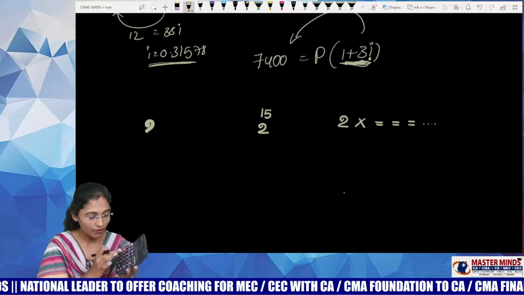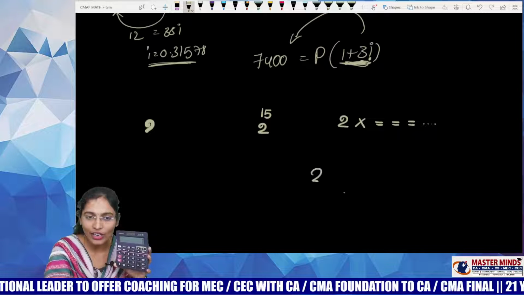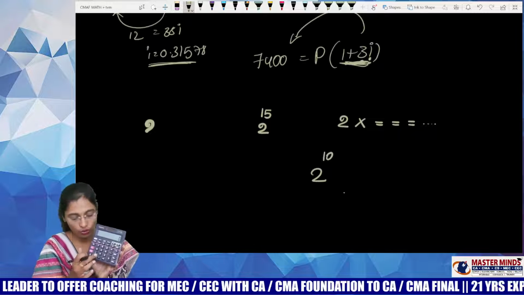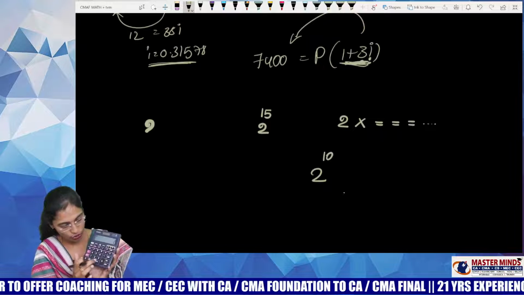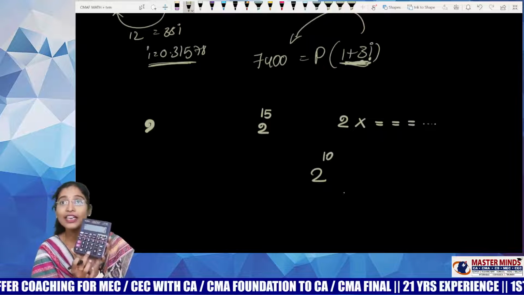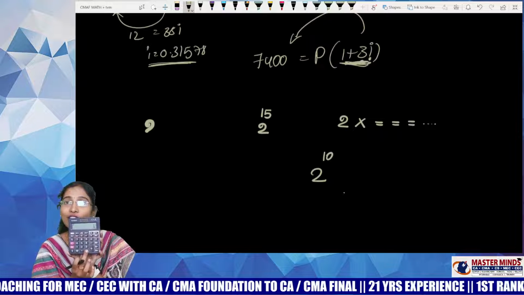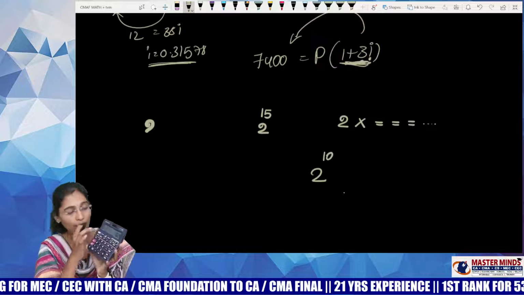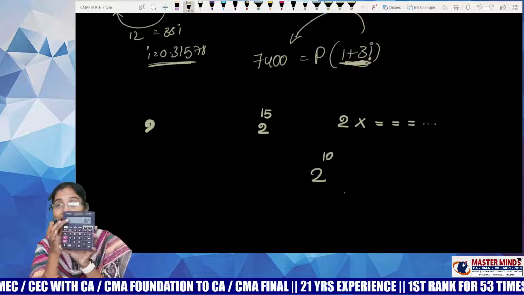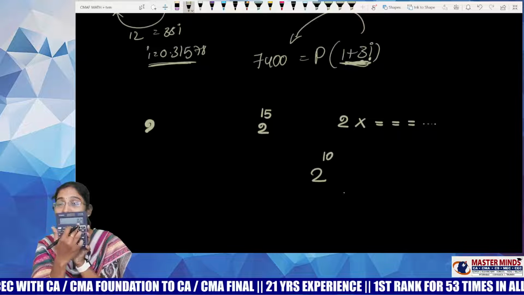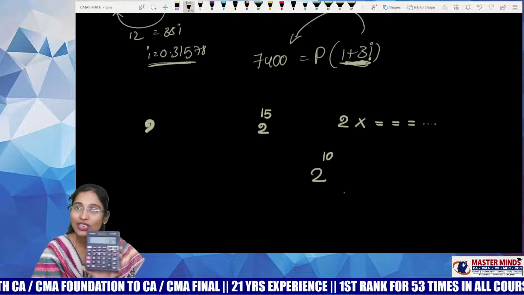So guys, suppose I ask you to calculate 2 power 10 only. Enter 2 into, repeatedly enter equals to till you get the 11th step at the topmost corner. Yes, I got my 11th step and the answer is 1024. So that's what power calculation is.